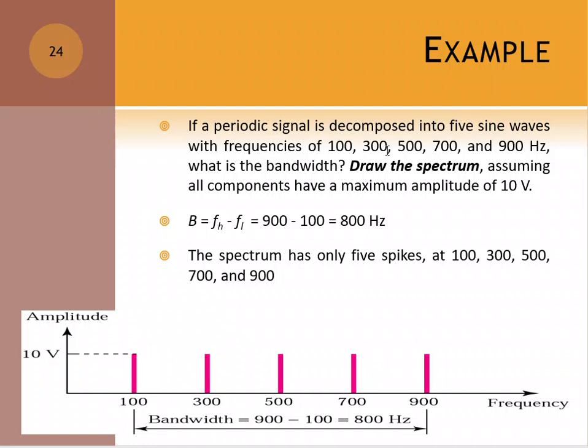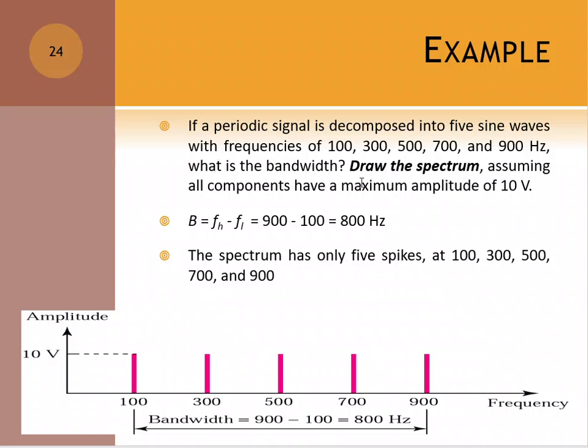If a periodic signal is decomposed into 5 sine waves with frequencies of 100, 300, 500, 700 and 900, what is the bandwidth? Very simple. You recall the definition for bandwidth: the difference between the highest frequency minus the lowest frequency. So 900 minus 100, the bandwidth is 800 Hz.